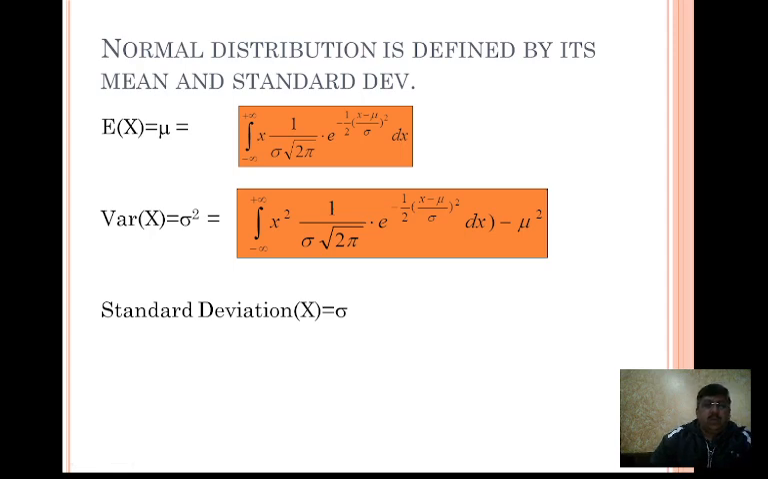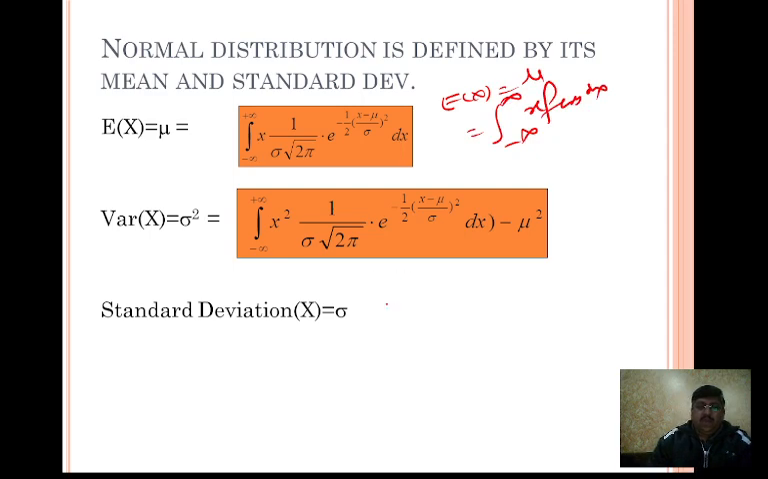Let me introduce you to another two concepts of the normal distribution: mean and standard deviation. So mean, expectation of x, is equal to mu, and how will we define it? So it is the integral from minus infinity to plus infinity of x times f of x. And what is f of x? We have already seen. So expectation of x, which is equal to mu, is the integral from minus infinity to plus infinity of x times f of x dx.